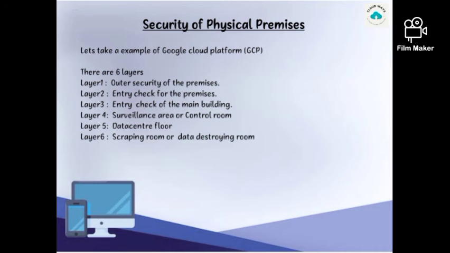Security of physical premises. For securing our data, many data centers are made. Securing these data centers is the topmost priority of the cloud service provider, so there are a lot of security measures made by the provider. Let's take an example of Google Cloud Platform, GCP. There are 6 layers of security provided by GCP in a typical Google data center. Layer 1 includes a boundary wall and fencing with anti-climb features, guards outside the premises, thermal cameras, vehicle crash barriers, and so on.